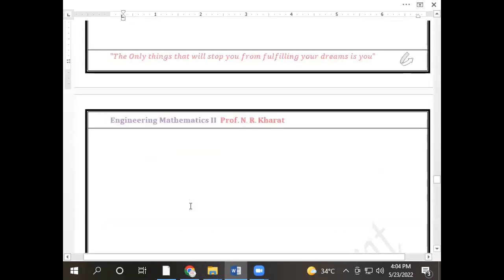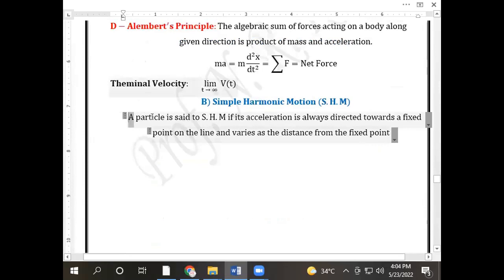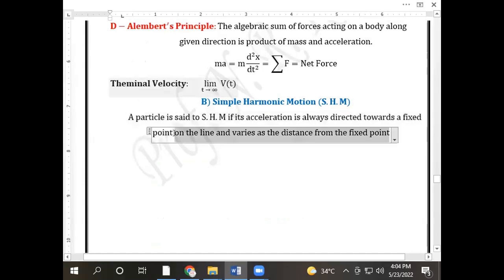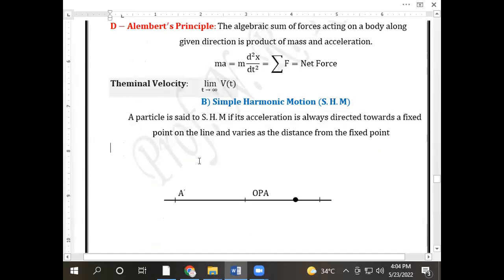A particle is said to be in simple harmonic motion if its acceleration is always directed towards a fixed point on the line and varies as the distance from the fixed point. That means any particle whose acceleration is directed towards a constant point is in simple harmonic motion. This is the concept of simple harmonic motion.